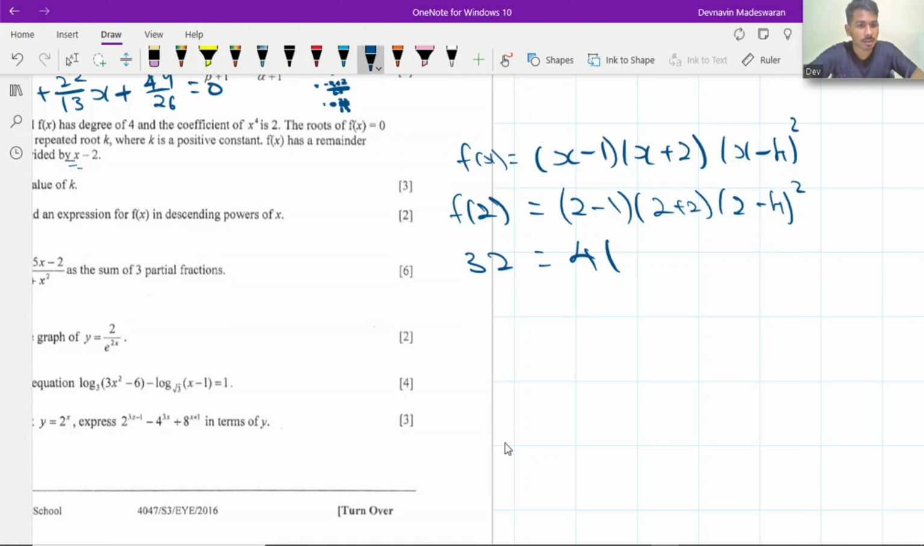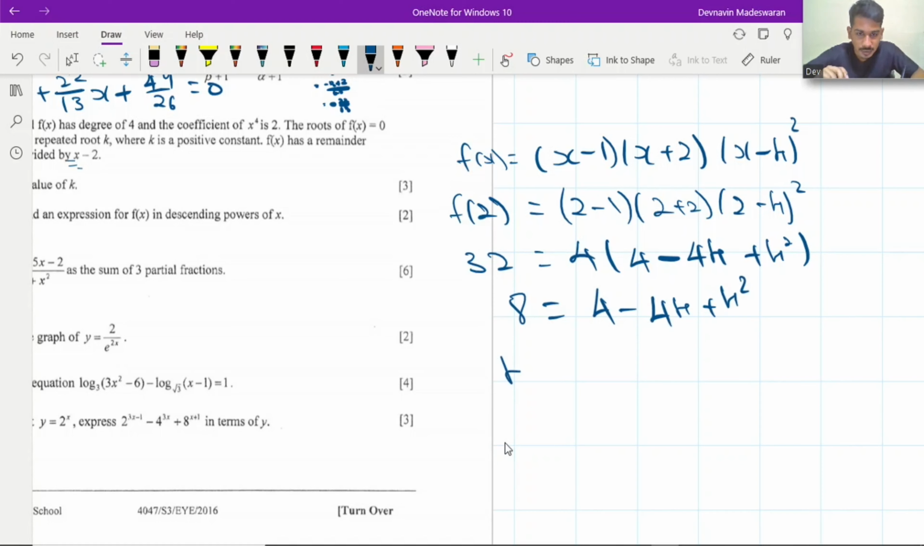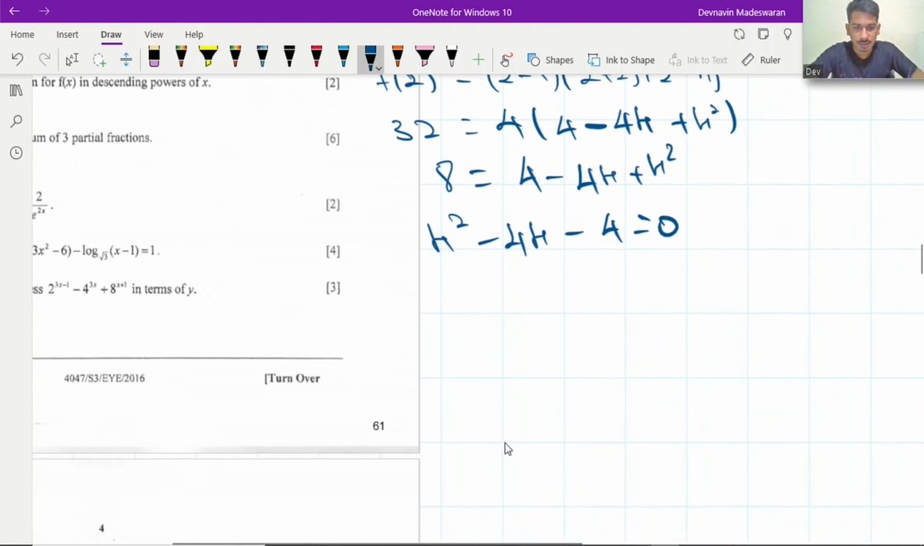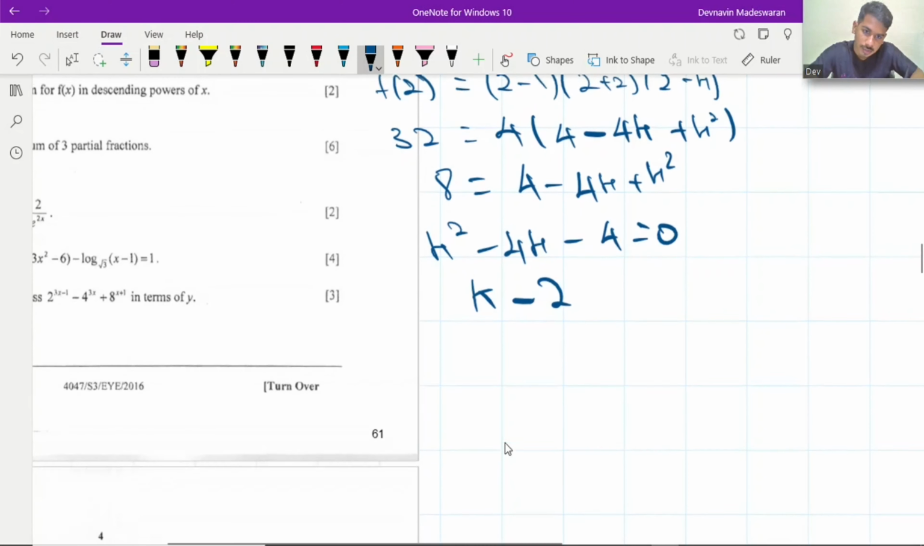So 32 is going to be, this is 1, this is 4, so 4 times 2 minus k squared, which is going to be 4 minus 4k plus k squared. And I guess we can divide by 4 and get 8. So 8 equals 4 minus 4k plus k squared. And then we're going to have k squared minus 4k minus 4 is equal to 0.